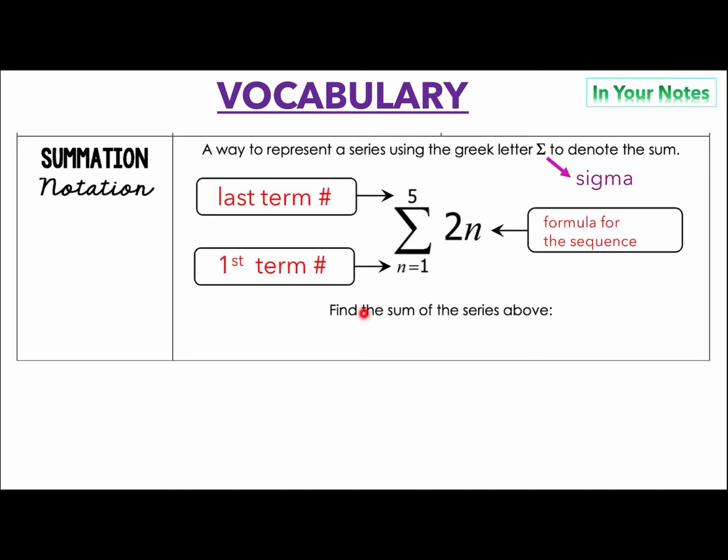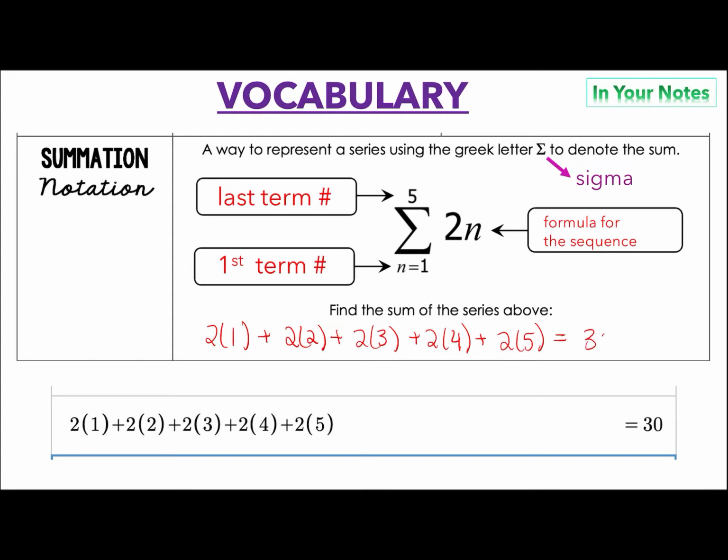Right here, we're going to find the sum of this series. This is a series, so we have to expand it. We're going to do 2 times n, starting when n is 1. So 2 times n when n is 1, then we add 2 times n again when n is 2, and we keep going up by 1 until we stop at the top number, the last term number. So 2 times 3 plus 2 times 4 plus 2 times 5. That would be our last one. Then you can just use your calculator, which is what I did, and it gives us 30. So the answer to this sum is 30.